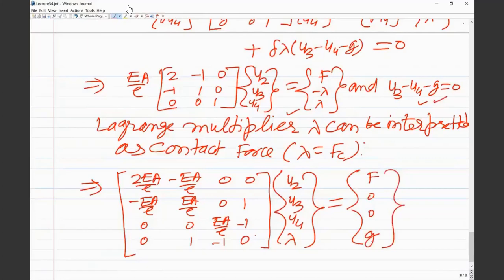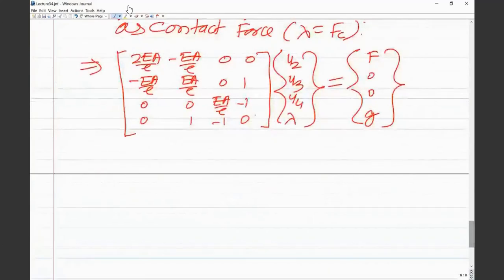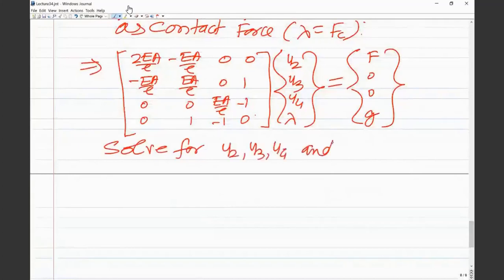So now of course these are the four equations and four unknowns. So what you can do is you can solve these 4 equations for u2, u3, u4 and lambda, and that will be the solution for f greater than f star. That's what we said. So one is using the Lagrange multiplier approach.